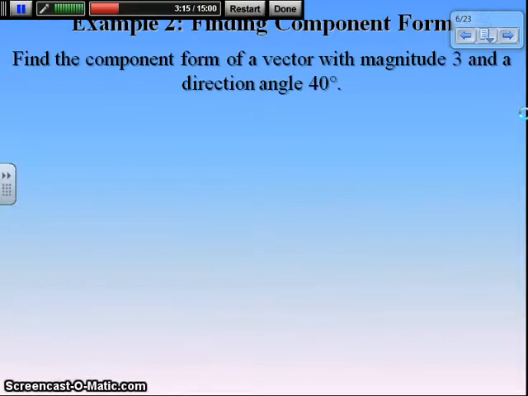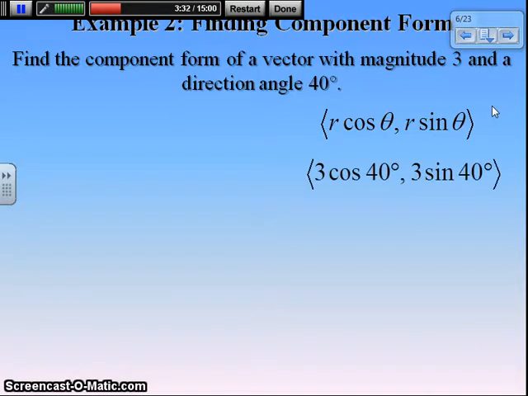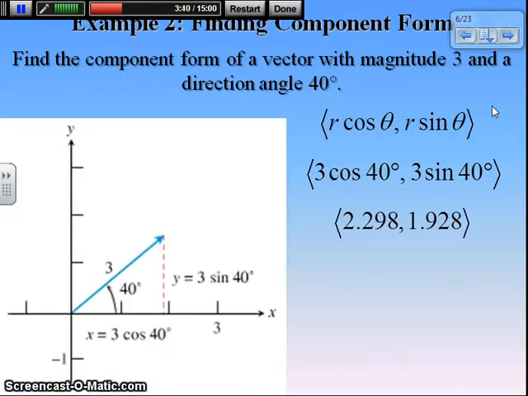Alright, finding component form. Now, finding component form if you're given points is one thing. Finding component form if you're given a magnitude and a direction, something different, but still not difficult. The component form given magnitude and directional angle is r cosine theta, r sine theta. So for this problem, r is going to be 3, and the theta is 40 degrees, and we get that right there. Now, again, this is certainly not an angle that's on the unit circle. Were it on the unit circle, I would expect an exact answer with radicals or fractions. But as this is not on the unit circle, decimal approximations are fine, and 3 decimal places is probably a good amount.